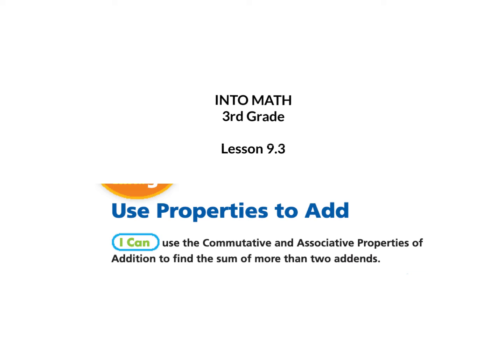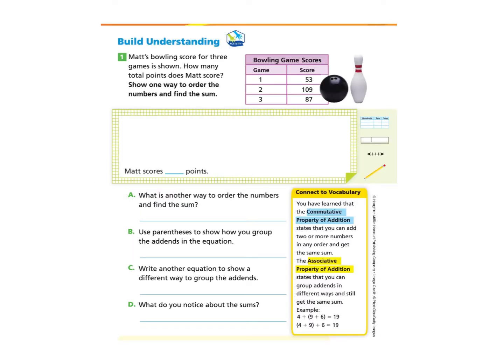This is Into Math, Grade 3, Lesson 9.3. Use properties to add. I can use the commutative and associative properties of addition to find the sum of more than two addends. Please gather your workbook and a pencil and turn to page 250.